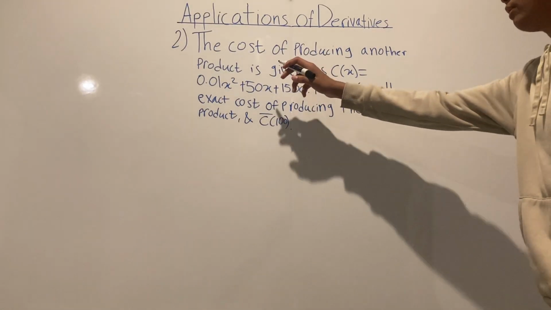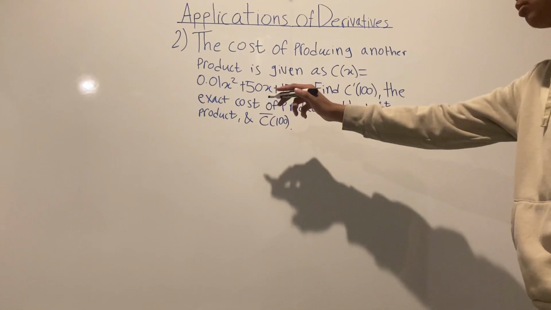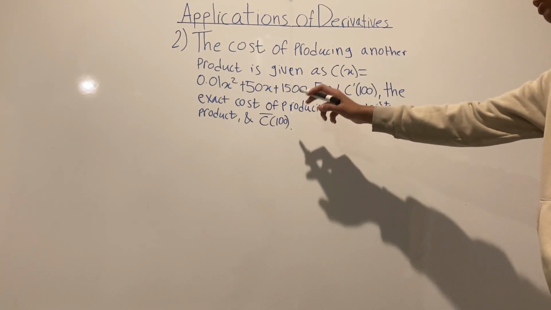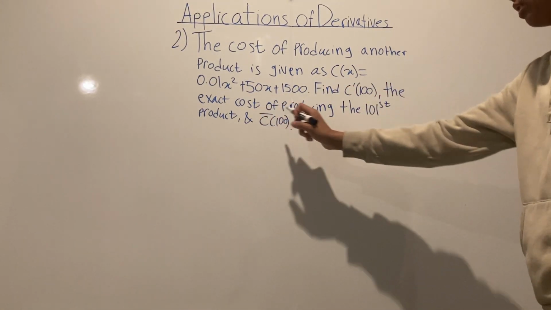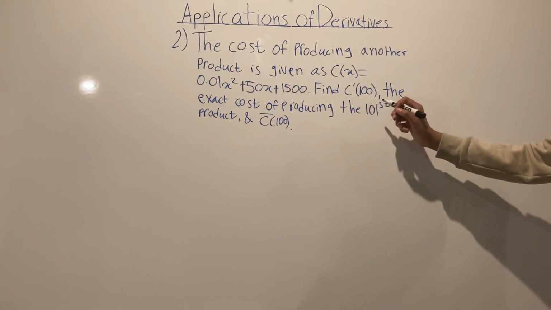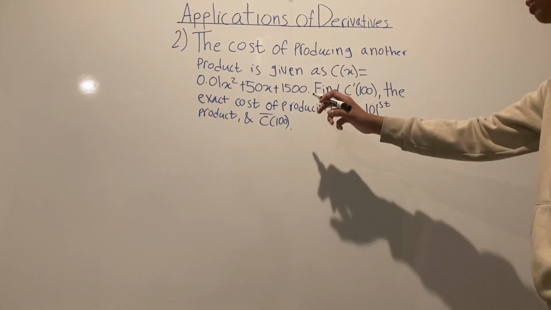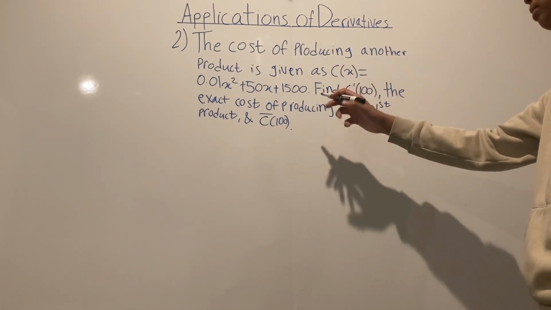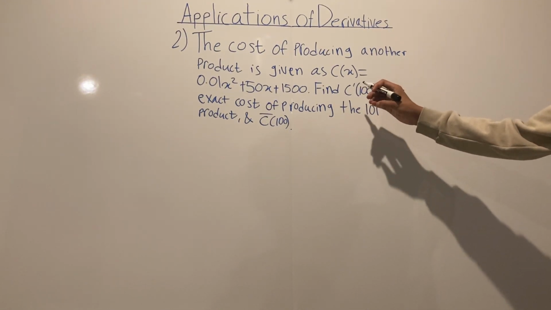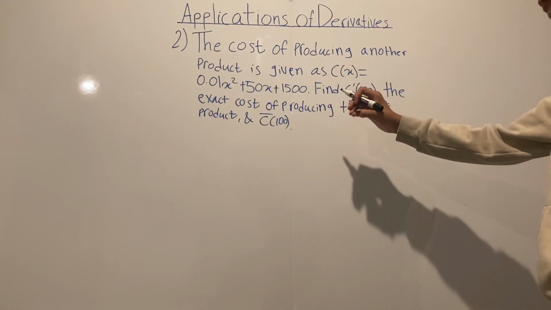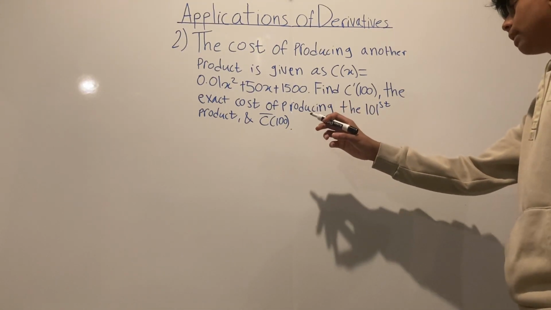Okay, question 2, we have the cost of producing another product is given as C of X equals 0.01 x squared plus 50x plus 1,500. Find C prime of 100, the exact cost of producing the 101st product, and the average of 100 products. So let's just use a real life example for this one. Let's just say Pokemon cards. So we have to find the C prime 100, which is the marginal cost of creating the 100th Pokemon card, which is also the additional cost of making the next product.